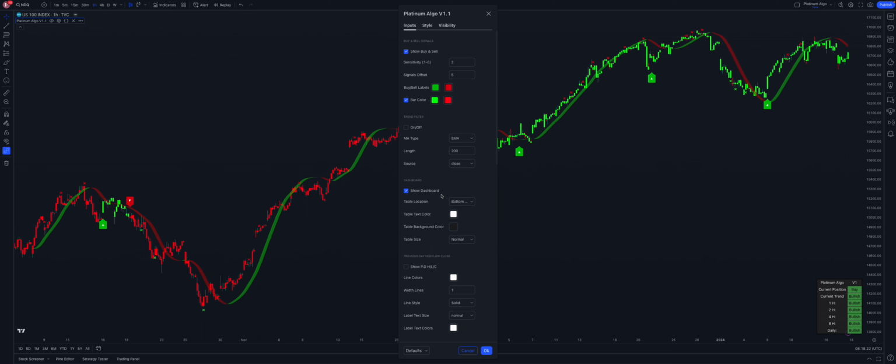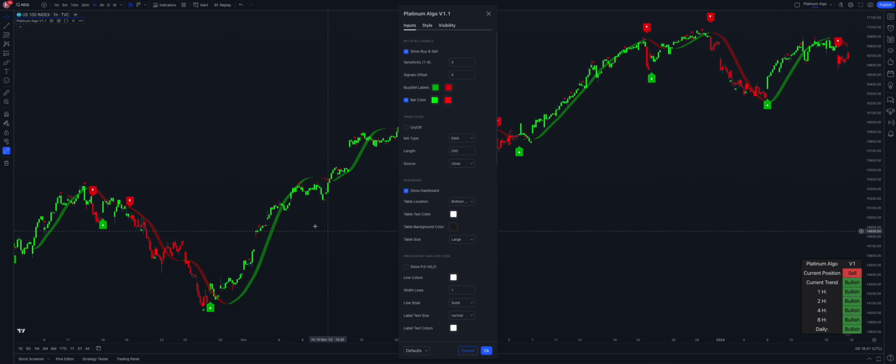We also have a dashboard. On the bottom right here, you can see we have a dashboard. You can also increase the size; I can increase it to large. It shows the current signal, which is a sell position, and the current trend for the current chart, which is the 1 hour time frame, which is bullish.